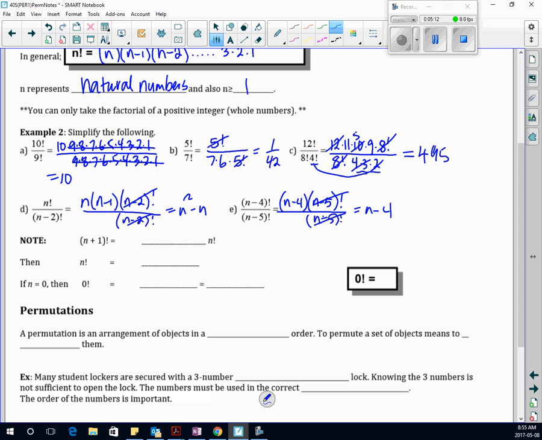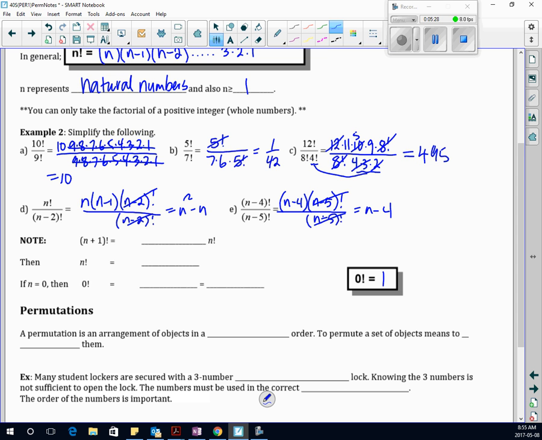No guesses? Undefined? What does 0 factorial equal? I hear 0, I hear undefined. Okay. It's 1. It is 1. I'll show you why.